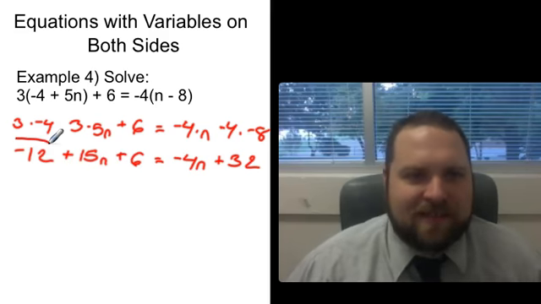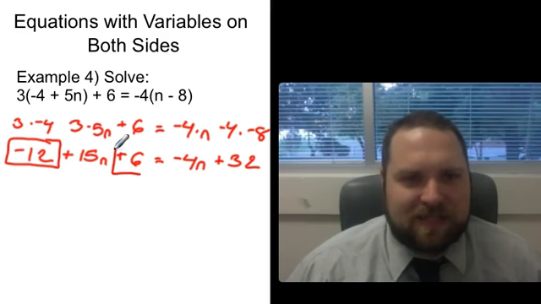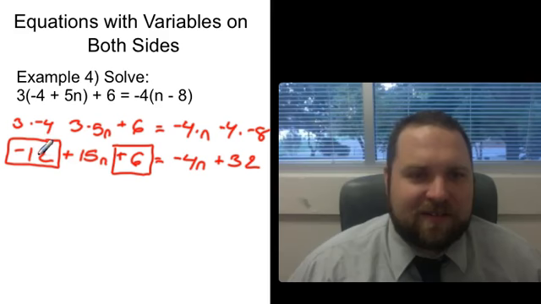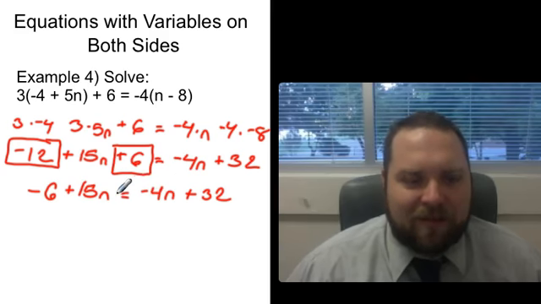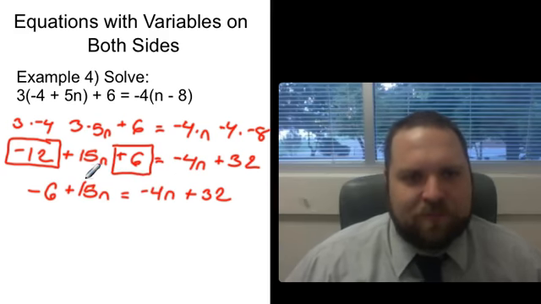Now over here on this side, I have 2 constant terms. Remember, a constant term is a term with no variable. I have 2 constant terms over here, and I can combine them. -12 plus 6 is -6. Feel free to use a calculator on that. There's no reason not to. Over here on the right-hand side, there is nothing to combine, and now I'm free to gather my variables.